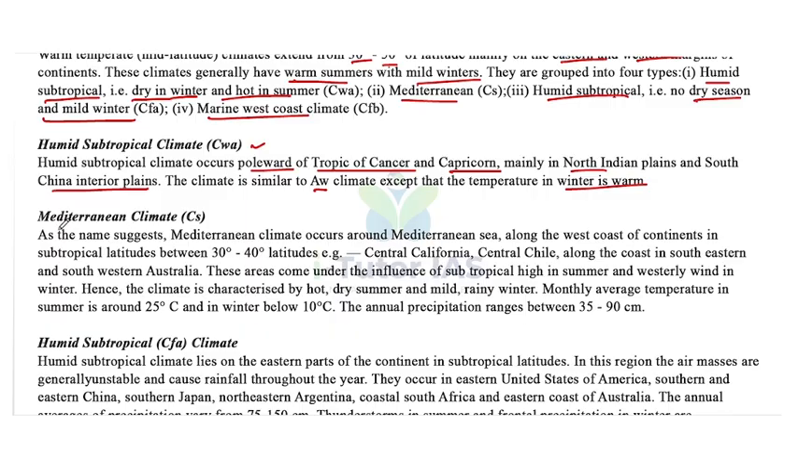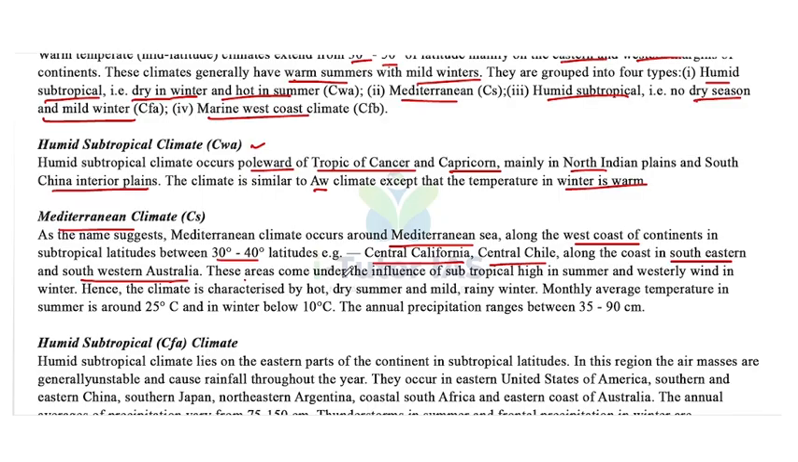Now, Mediterranean climate. As the name suggests, Mediterranean climate occurs around the Mediterranean Sea along the west coast of continents in the subtropical latitudes between 30 degrees to 40 degrees latitudes. Examples: Central California, Central Chile, along the coast in southeastern and southwestern Australia.